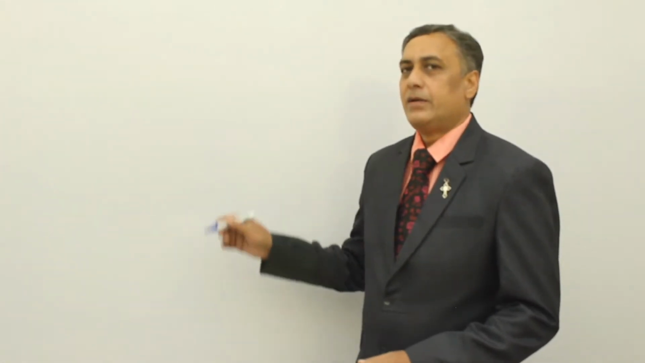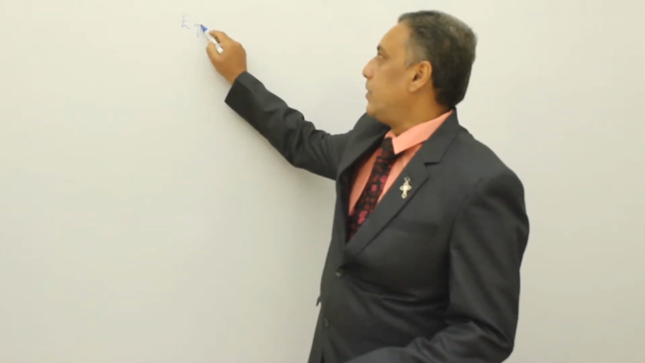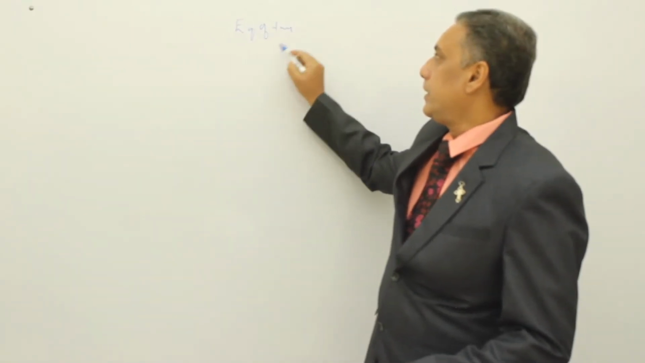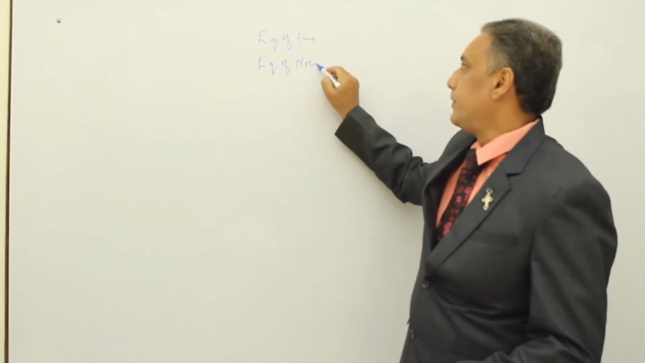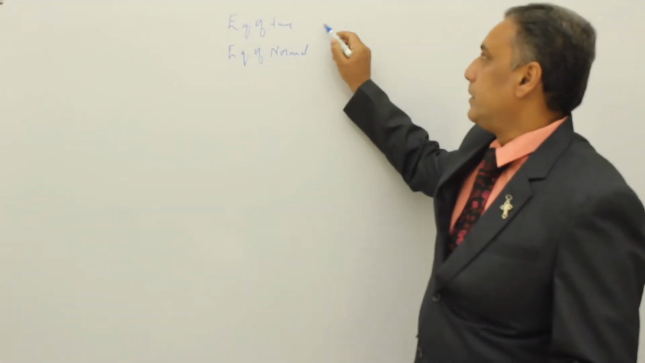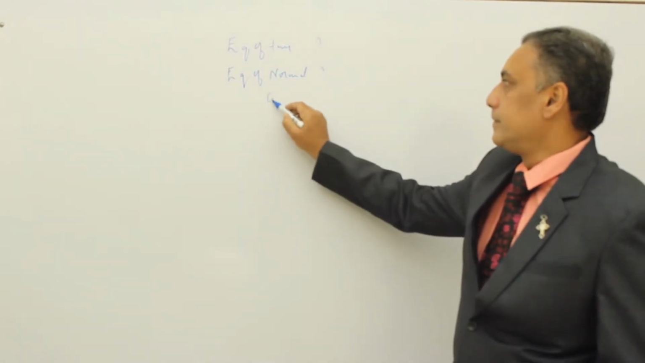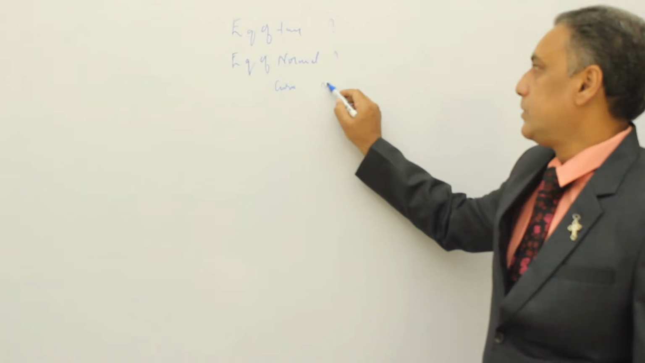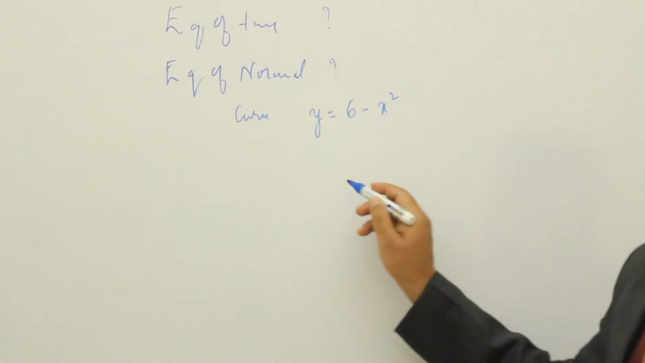Let's solve example 3. One of you call out the question. Find the equation of the tangent parallel to the line. Equation of tangent and equation of normal, is it? Yes, sir. Equation of normal. Okay. At the curve y equal to 6 minus x square. Curve is y equal to 6 minus x square.